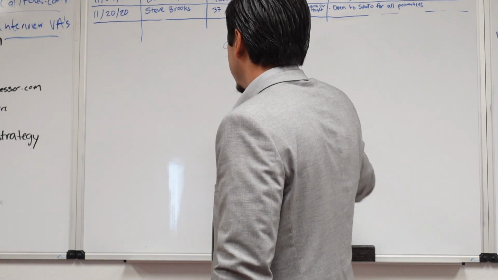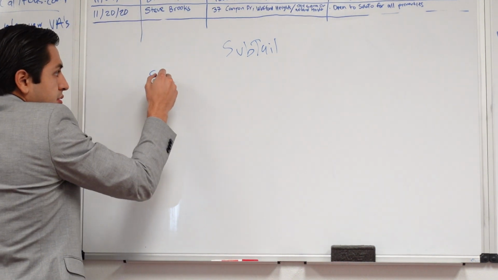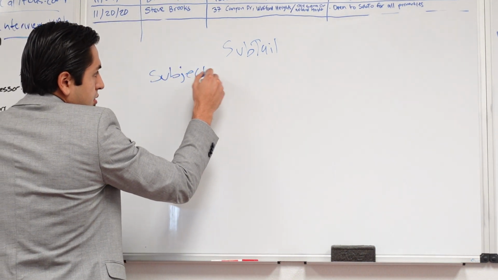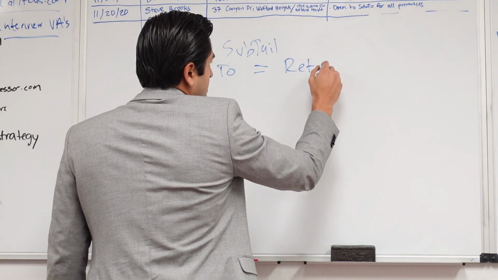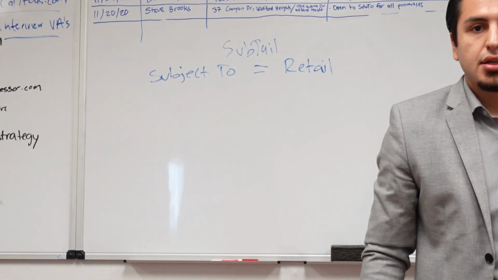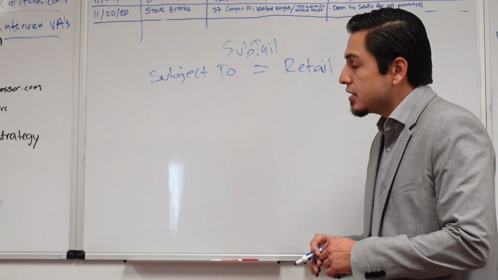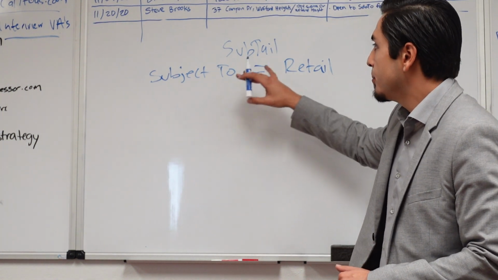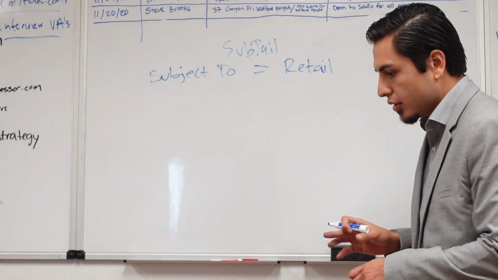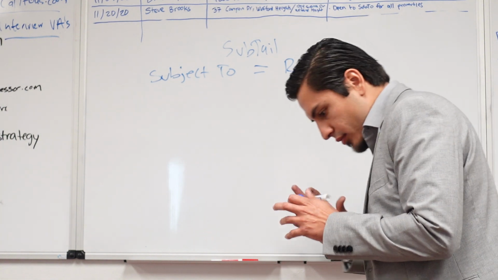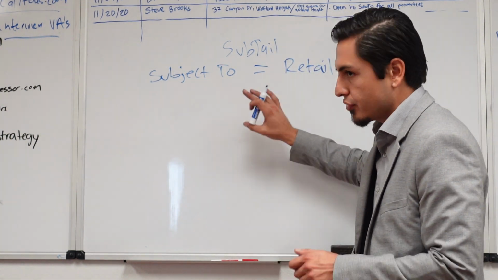SubTail. What SubTail means is subject to and retail combined. So what that means is we are going to buy a property subject to, but we're going to retail it online. Now, the traditional fix and flipper, this is for fix and flippers, for your dad.